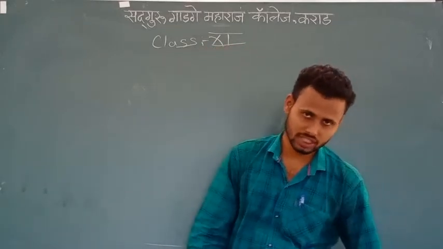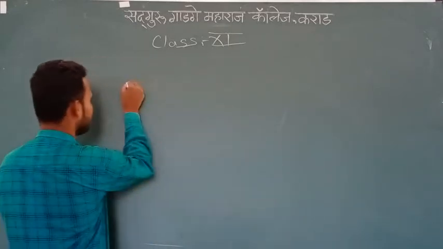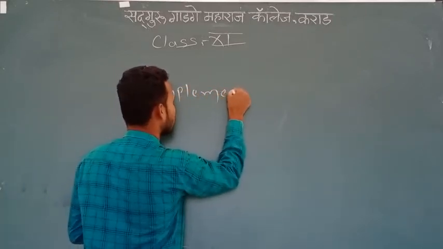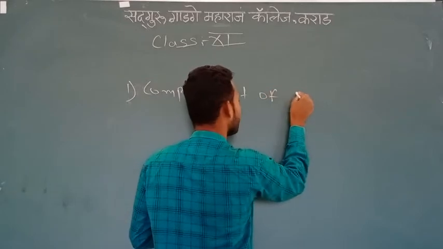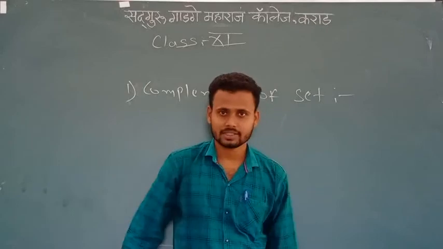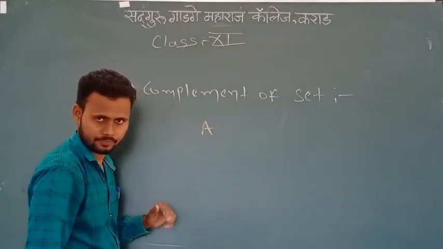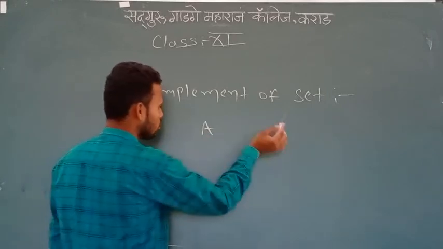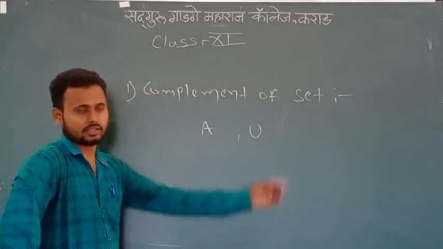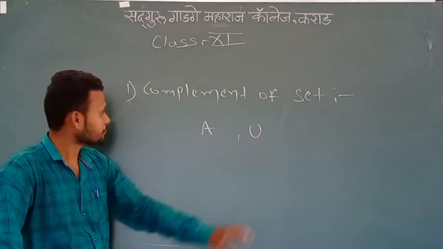Complement of a set. The first one is the complement of a set. Definition of complement of a set: suppose I take a set A, and one more, U, the universal set, which is also necessary. In complement there is one set and there is also a universal set.